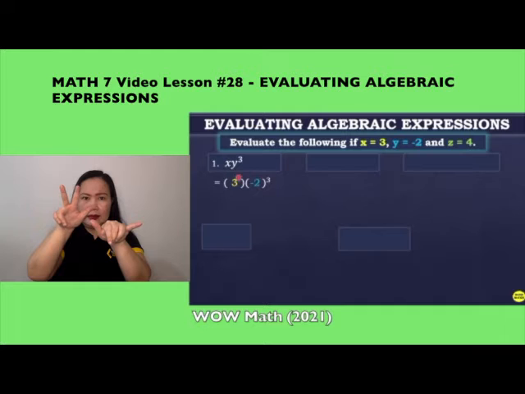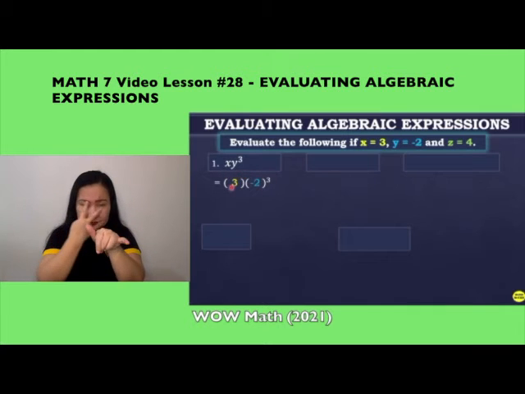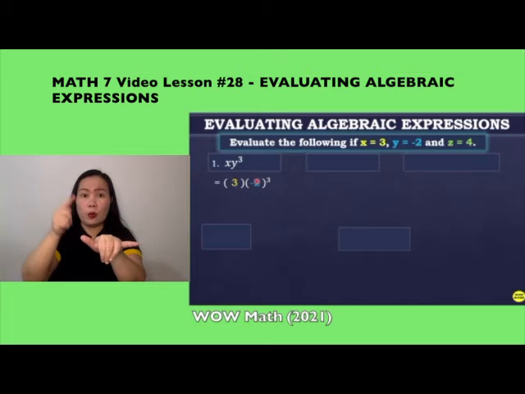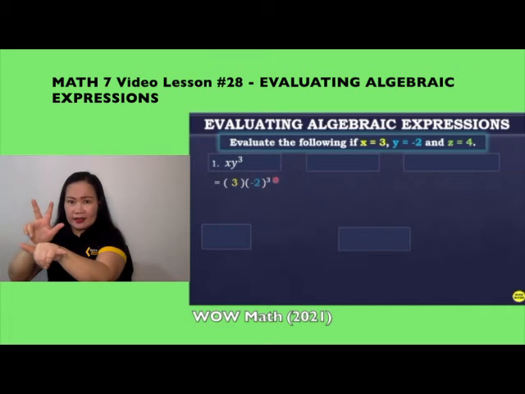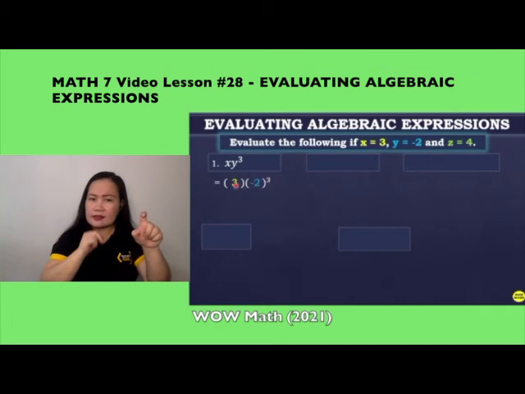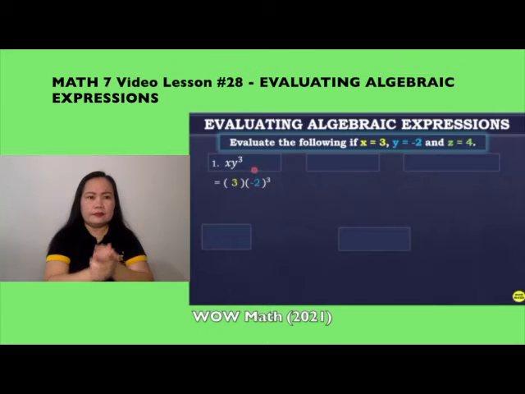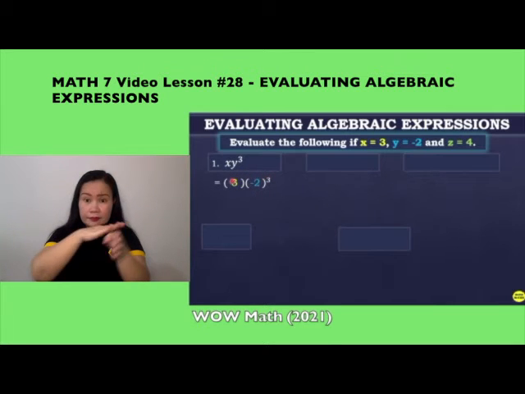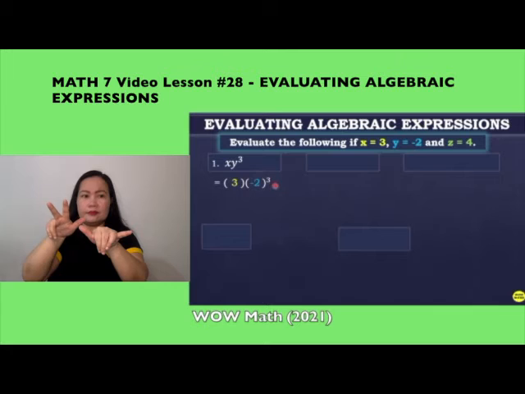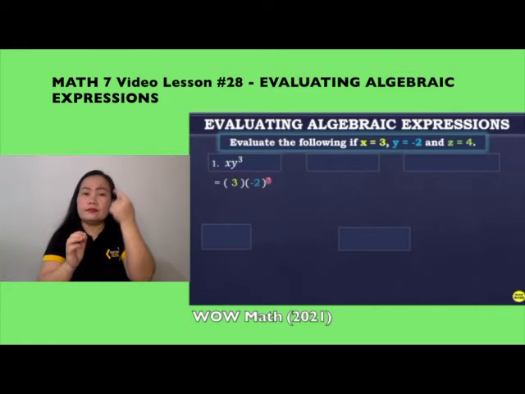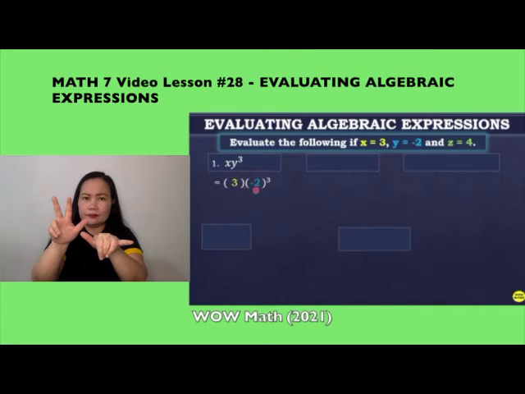Yung x, hindi naman niya base ito. Okay? So, hindi niya base ito. So, wag mo siyang i-multiply, nag-multiply ka muna, tapos tsaka mo ni-raise. Kasi si x, ito, yung 3, hindi niya exponent ito. Hindi niya base to. Ang base po ni 3 ay si y. So, yung 3 na to na exponent ay para lang po kay y.